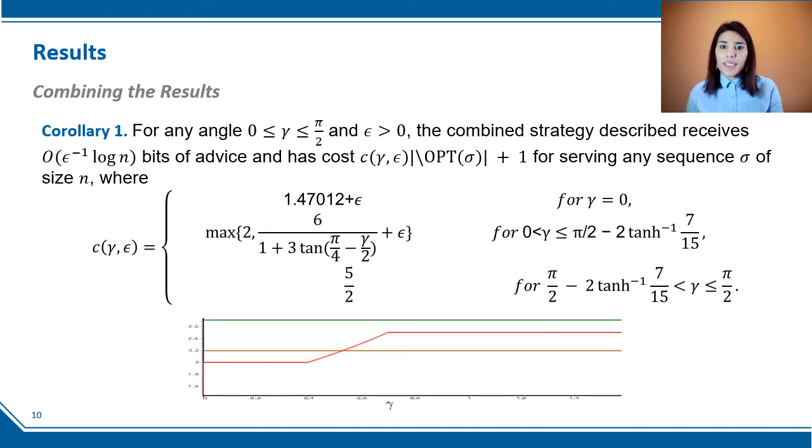So if we combine these results, we have the following corollary. When gamma is 0, we can use the strategy of angular pose, and that is 1.47. As the angle increases, first we use the first strategy, and then later on we use the second strategy. The figure illustrates the worst case competitive ratio for different values of gamma, where the red plot is our competitive ratio from the corollary, the green plot is what you get using first fit, and brown is our lower bound of 2.2 for any fit strategy.